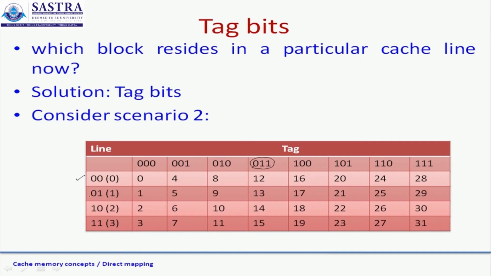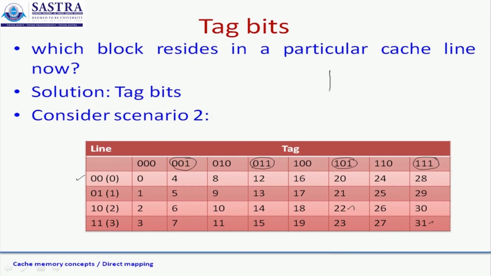Suppose line 1 has 001 as tag bit. Now we know on line number 1 block 5 is present. Suppose 101 is the tag for line number 2, then we know block 22 is present in line number 2. Suppose let us consider 111 is the tag bit for line number 3, then we know block 31 is present in line number 3.